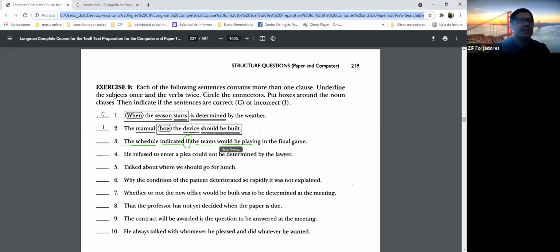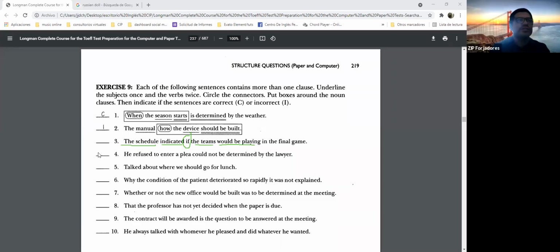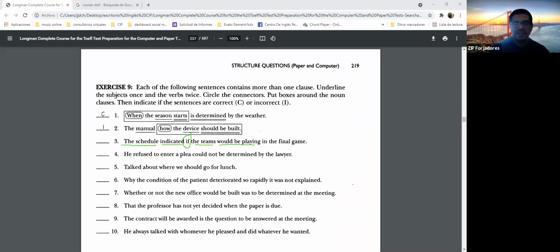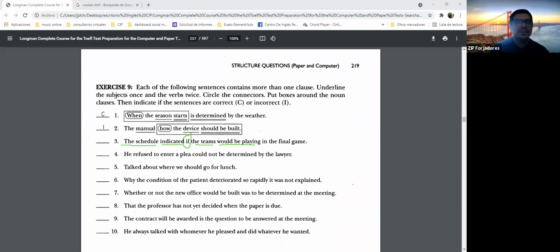So I think it's correct because we have subject, verb. I forgot the name. Noun clause connector. Noun clause connector. And then subject and verb. That's right. Very good. Excellent. So, could you read it?